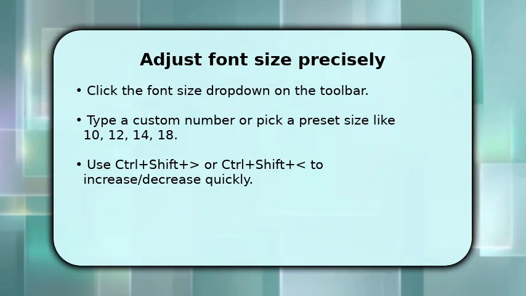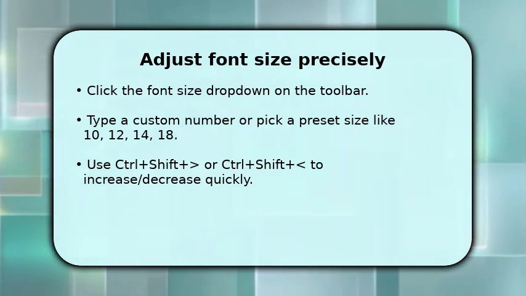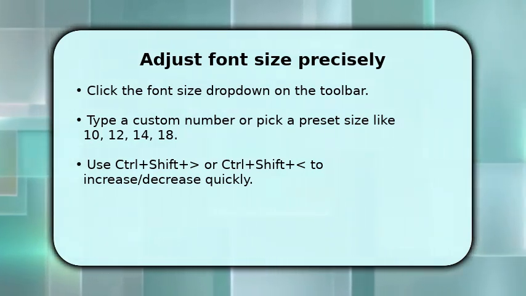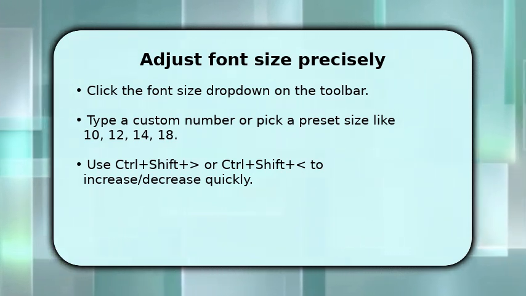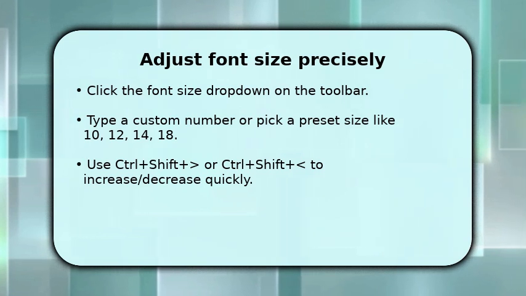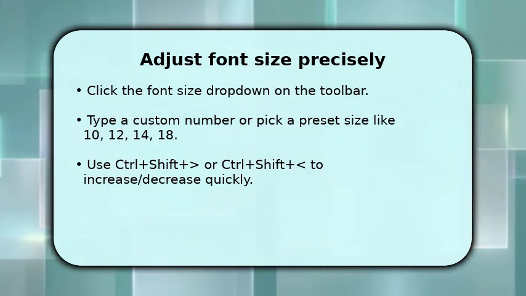For faster tweaks, use keyboard shortcuts. Ctrl+Shift+ increases size stepwise and Ctrl+Shift+ reduces it. You can also highlight different paragraphs and set sizes independently to create hierarchy.